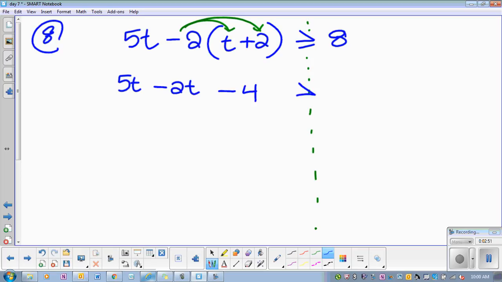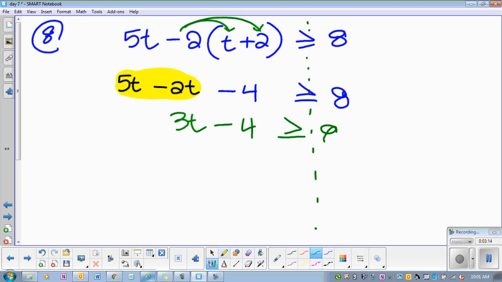And then greater than or equal to, and over here the 8 is just by itself, so we'll just bring it down. Well, hold on. What do you see on the left-hand side? It's inside the 5t. Look at that. 3t minus 4. Combine like terms. So 3t minus 4 is greater than or equal to 8.